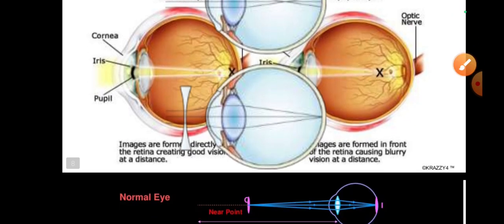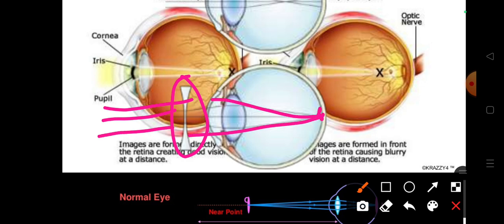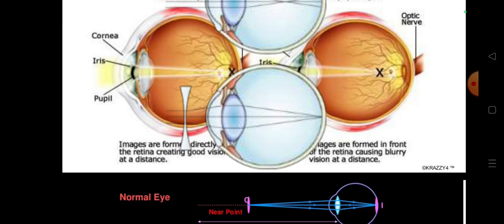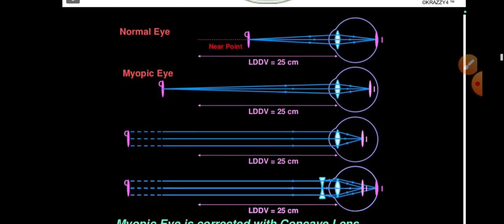Then how is it corrected? It is corrected by using a concave lens. Whenever the light rays from the object pass through the concave lens, they converge at a point on the retina, the small dip called the fovea, and we can see a clear image.